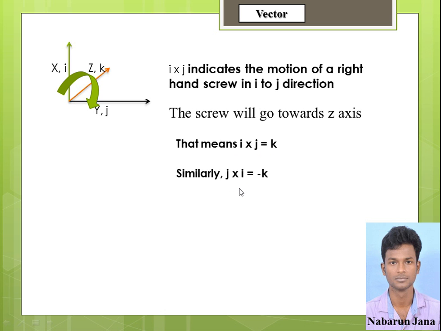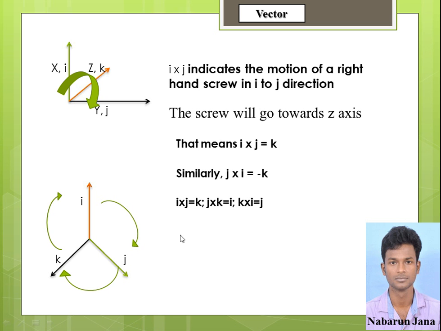I have a shortcut method to remember this. You have to remember this figure. Let this be the i vector, this one the j vector, and this one the k vector, and give an arrowhead like this, that is clockwise. Here i cross j is following the arrowhead, from i to j, so the result will be positive k.